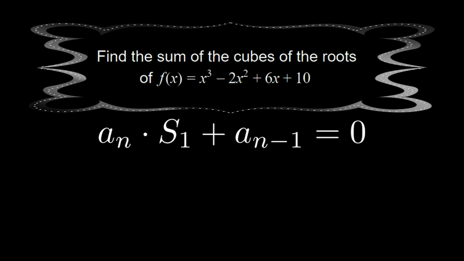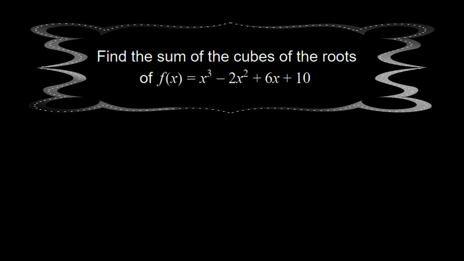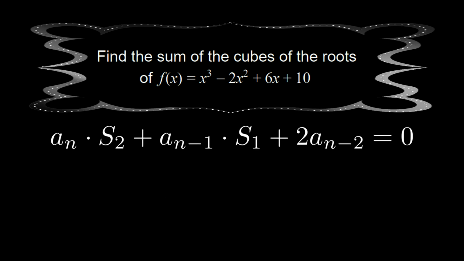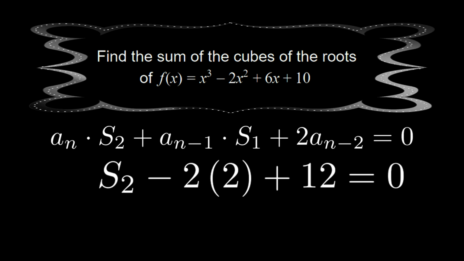First, we need to solve for the sum of the roots. The first coefficient is 1 and the second is -2. With some algebra, we get that the sum of the roots is just 2. Onto the sum of the squares. We can plug in 1, -2, and 6. We solved for S1 and saw that it equals 2. When we plug that in, we get that S2 is equal to -8.